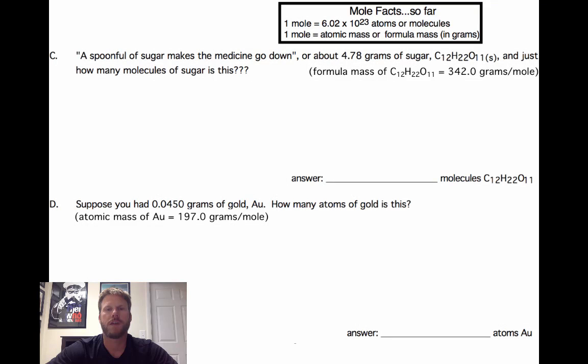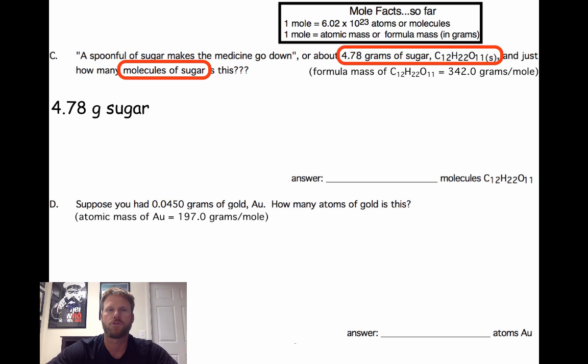Let's look at another example that will be just a little bit longer. This time we want to convert 4.78 grams of sugar to molecules of sugar. We're still going to start the same way. We're going to start with that number that's given to us, 4.78 grams of sugar, and we have to figure out how to convert it into molecules. It's going to be a little bit longer conversion because we're going to have to take the formula mass and convert it to moles, and then you can use the moles and Avogadro's number to get to molecules.